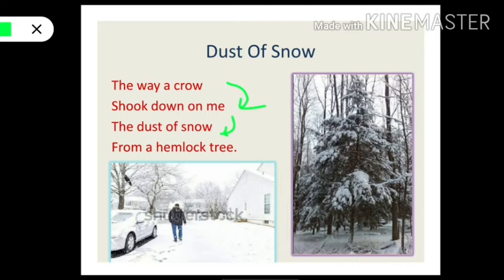Then internal rhyme. In this stanza, internal rhyme, the rhyming words are crow and snow, then me and tree. These are the rhyming words here. Okay.